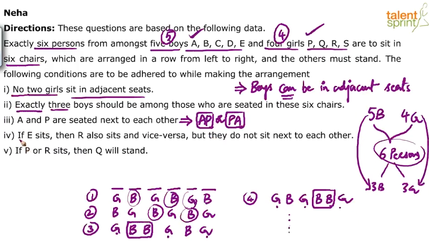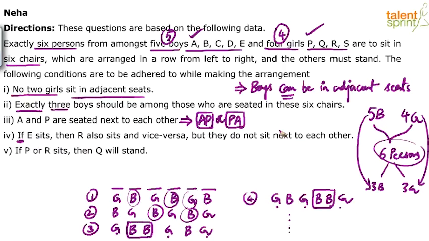Condition number 4, if E sits, then R also sits, and vice versa. But they do not sit next to each other. Now look at it, read the statement condition carefully. He has used the word if. Like in the previous statement, he did not use any if or a conditional word there, right? He clearly mentioned that A and P are seated. But here he says if E sits, then R also sits, and vice versa, which means if E is in the group, then R is also in the group. If R is in the group, then E is also into the group.